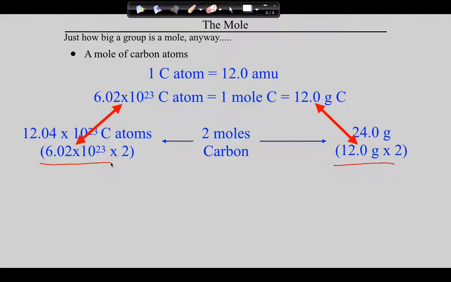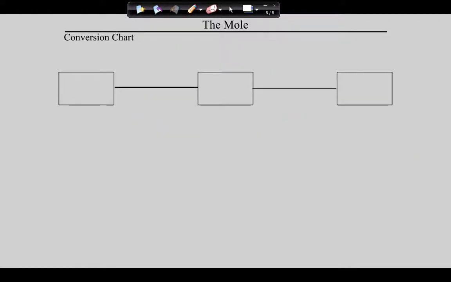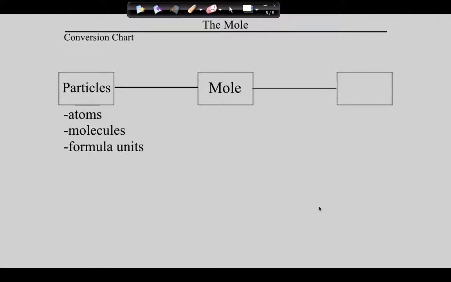So guys, what I'd like to do is this. I'd like to give you a way to organize those thoughts. Grab your green sheet. Here we go. Moles in the middle. Moles are always in the middle. So guys, what can we convert moles to? Well, we're going to start on the left. One of the things that we can convert moles into is particles. So what are particles? Well, these include atoms, molecules, and formula units.